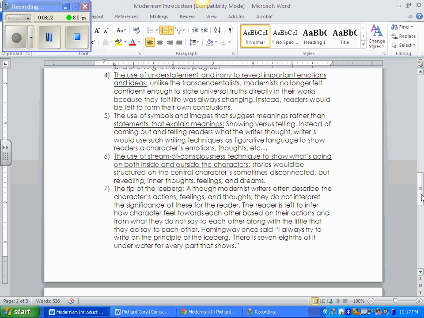Number 6, the use of stream of consciousness technique to show what's going on both inside and outside the characters. Stream of consciousness was a brand new technique that hadn't been used before by writers. And stream of consciousness just pretty much means that the author tried to write in a way that put you inside the character's head. And if you really, really think about what's going on in our heads, it's really scrambled.